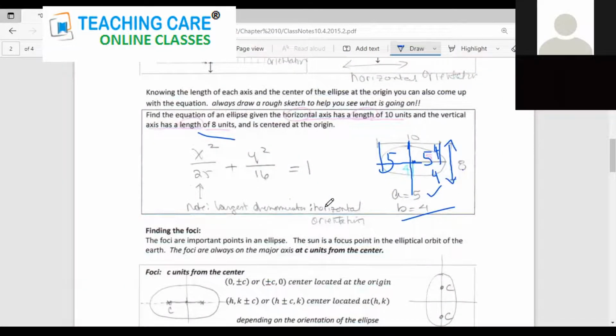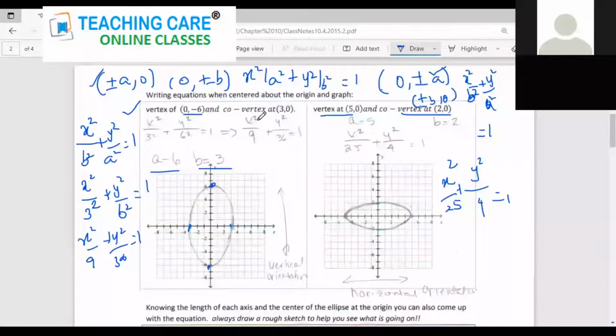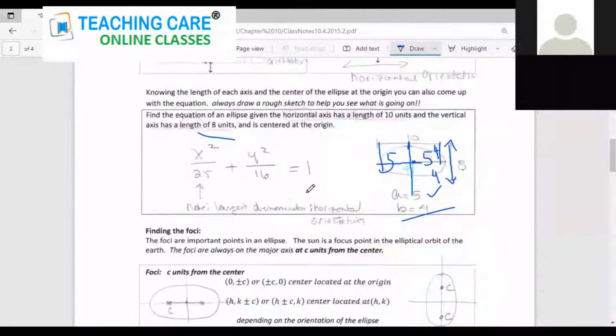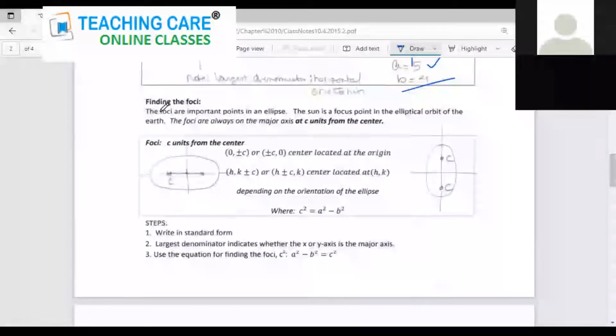This is the second type. In the first type, they gave you the center, the vertex and the co-vertex, and asked you to frame the equation. In the second type, they give the lengths, so A and B are given. You have to find A and B and then frame the equation. The third type is finding the foci. This is the third method we are going to see.